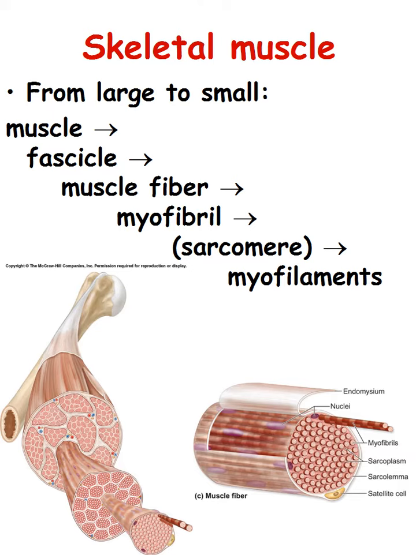Finally, the smallest is the myofilaments of skeletal muscle, and these are short contractile proteins, and there are 2 main types. We have thick and thin myofilaments. Our thick myofilament is composed of the protein myosin, and our thin myofilament is going to be composed of the protein actin, as well as tropomyosin and troponin that help to hold the actin together and aid in contraction.